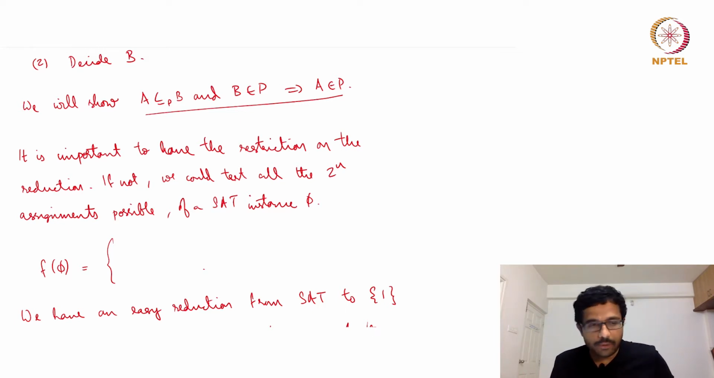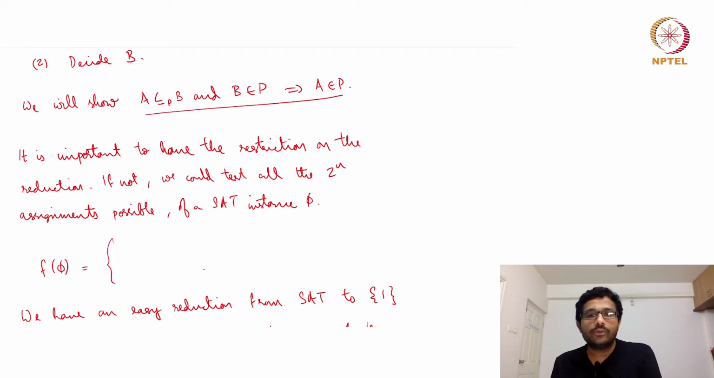Okay, so this problem. Now I will show you a way to solve this problem if you don't limit the power of the reduction. So what you can do is, let's say the reduction can use more time than deterministic polynomial time. Let's say the reduction can use deterministic exponential time.